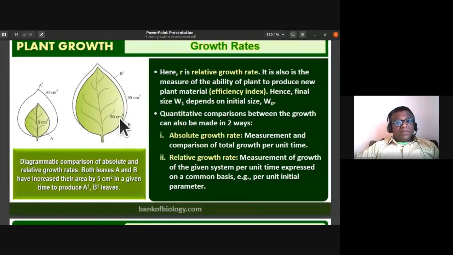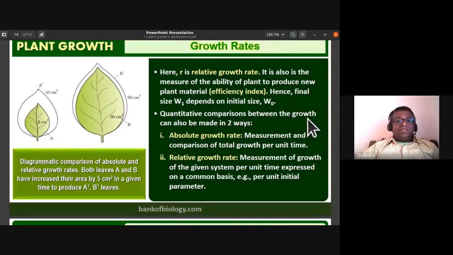Here it is 50 centimeter square and you notice that it has increased by 5 centimeter square. After the increase, we call it B1. See, R is relative growth. It is the measure of the ability of the plant to produce new plant material. We call it efficiency index. So relative growth rate is the ability of the plant to produce new plant material, or efficiency index. Hence, final size W1 depends on initial size W0.